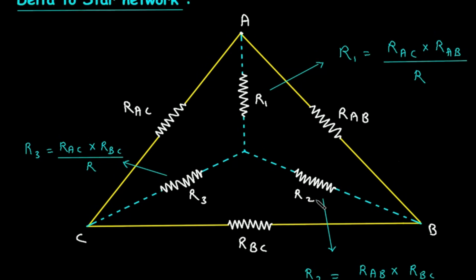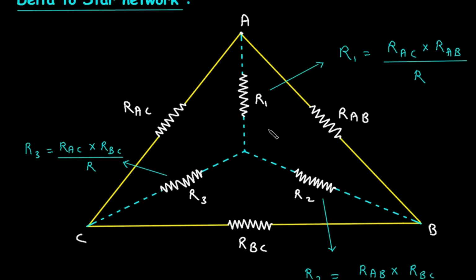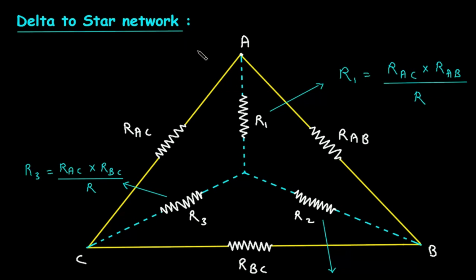Now to find R2, we will multiply RAB and RBC and divide it by RAB plus RBC plus RAC. Similarly, to find R3, we will multiply RAC and RBC and divide it by all the resistances, that is RAB plus RBC plus RAC. So this is how we can convert delta to star network.